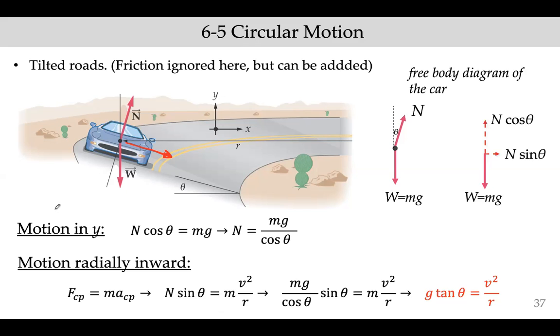But you will see that in this setup, even without the friction, you can stay on the road without slipping. So let's consider that case. Let's say friction is ignored. Now let's calculate. Let's think about the forces on the car. Well, there are actually two forces: the normal force from the road, and the weight, which is mg.